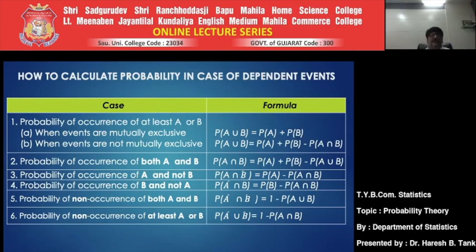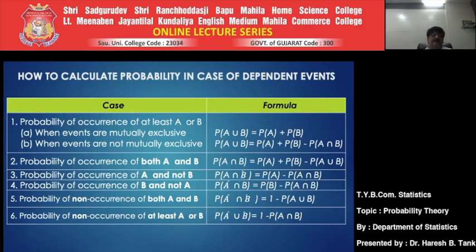Perfect? The second case, probability of occurrence of both A and B. Till now, we have only seen the addition formula. So what can be the case using the addition formula? Here the word used is both. Whenever the word both is used, the connector is always and. Since the connector is and, in a set theoretic approach it would be intersection. So our intention is to get probability of A intersection B.